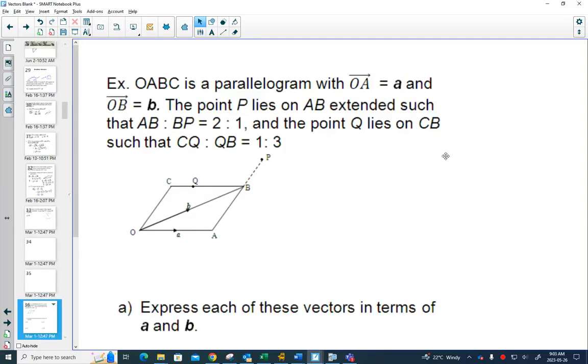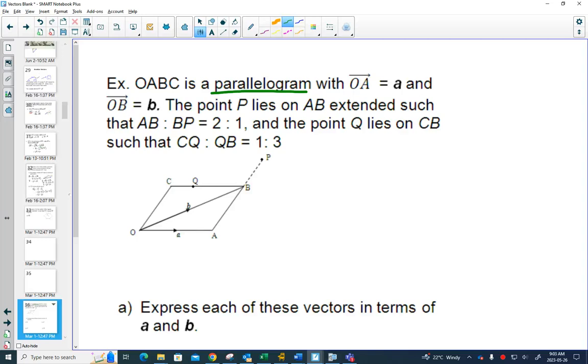All right, now we'll get into the same idea, but add some ratios. So here we have a parallelogram. Parallelograms are called parallelograms because the opposite sides are parallel. And because the opposite sides are parallel on both sides, they also have to be the same length. So going from O to C is the same as going from A to B.